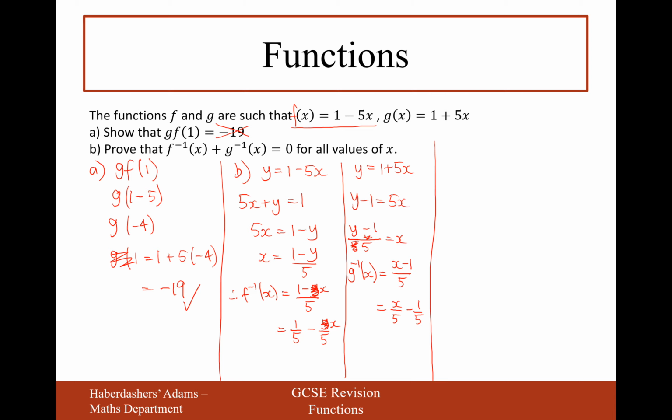Alright, so all that's left for us to do now is to add these two things together. So it's going to be, therefore, f inverse x plus g inverse x equals 1 over 5 minus x over 5 plus x over 5 minus 1 over 5. And what you can see here is that the 1 over 5s will cancel, 1 positive, 1 negative. The x over 5 will cancel, 1 positive, 1 negative. So I just end up with 0, which is exactly what they were looking for me to show. I've now just proved it using algebra.